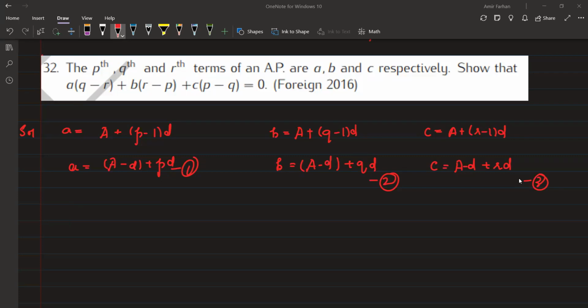So what we will do is that now we have the value of a. The value of a is a minus d plus pd. Clear? Now we have value of b. Value of b is here. What I need to do, according to the question, is multiply q minus r with equation 1, r minus p with equation 2, and p minus q with equation 3. Because I have the value of a now, I will just put the value. If I multiply this, this whole will become an equation. Clear? Yes, sir.